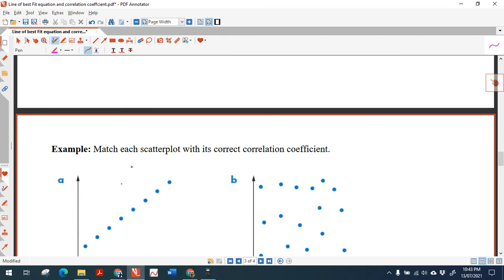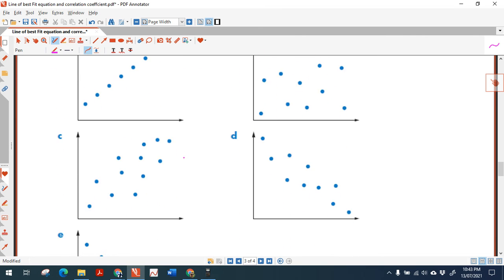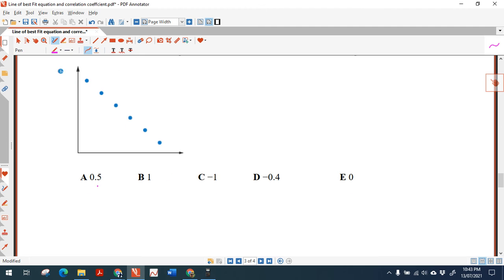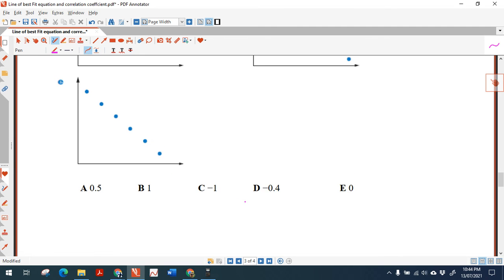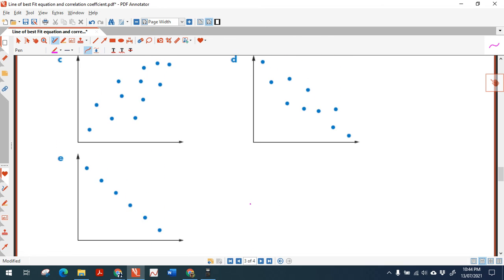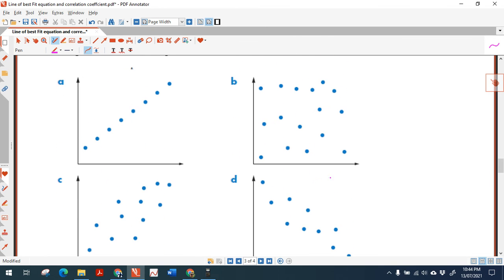Okay, so now we're going to match each scatter plot below with its correct correlation coefficient. So here are your choices. You've got 0.5, 1, -1, -0.4, and 0. So let's go for the easy one first. I'm going to take a guess that there's no correlation here for B. So I'm going to put R equals 0 for that one. Okay, so R equals 0.